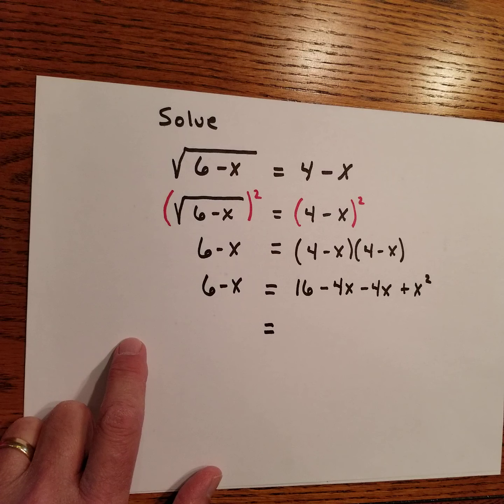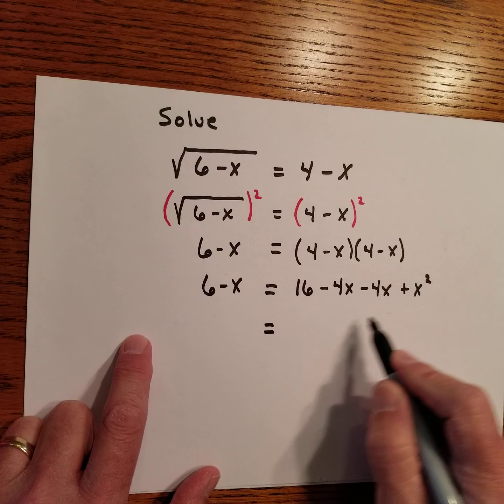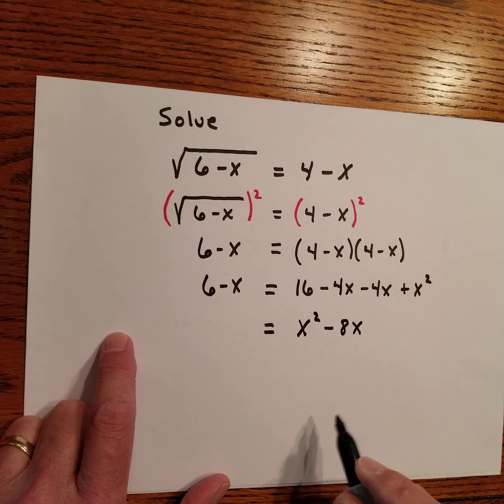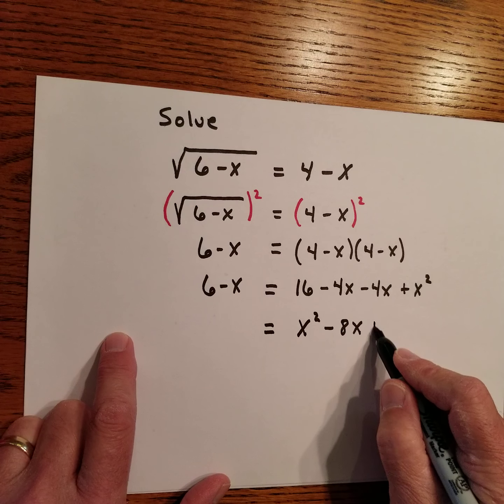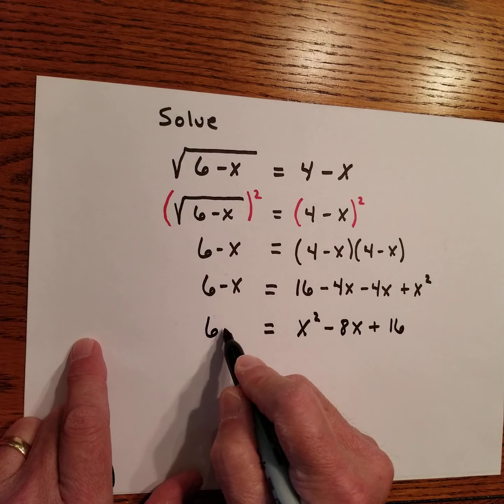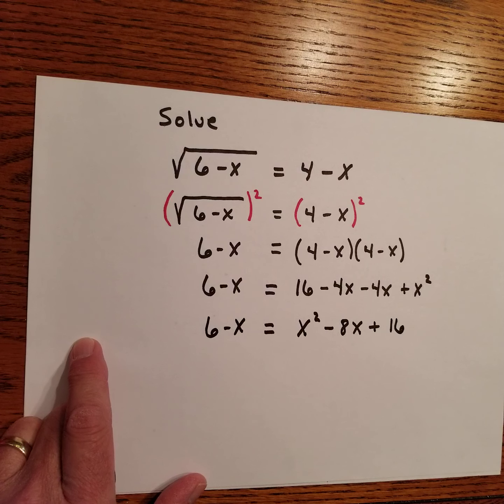Let's simplify. I'm going to put my x squared back up front. I'll combine my negative 4x's. Let's put the 16 at the end and copy the 6 minus x.